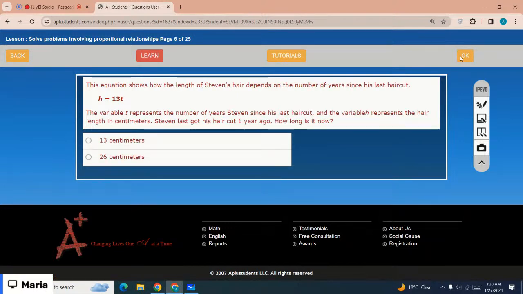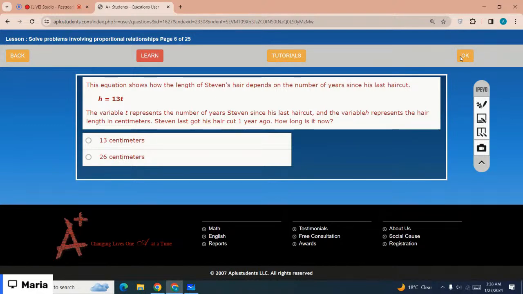The next one: this equation shows how the length of Steven's hair depends on the number of years since his last haircut. h equals 13t. The variable t represents the number of years since his last haircut, and the variable h represents the hair length in centimeters. Steven got his haircut 1 year ago. How long is it now?